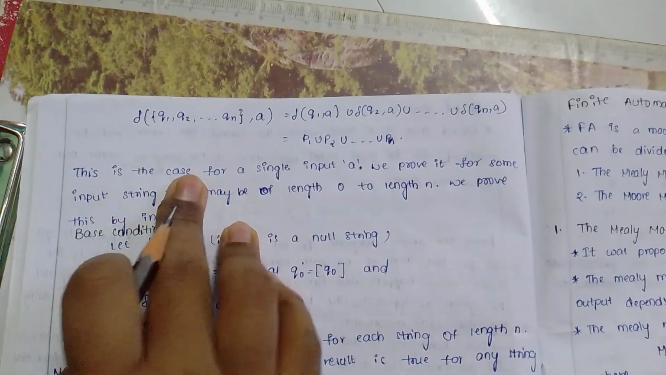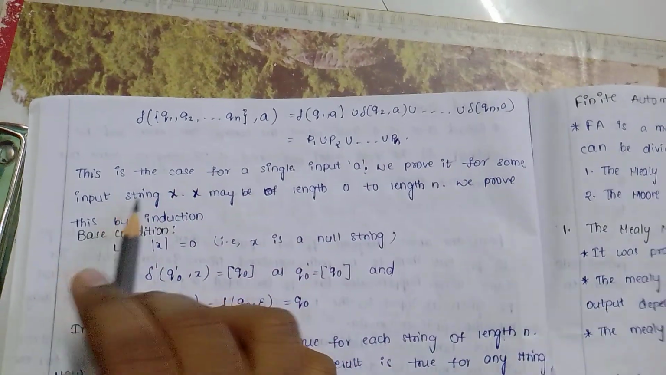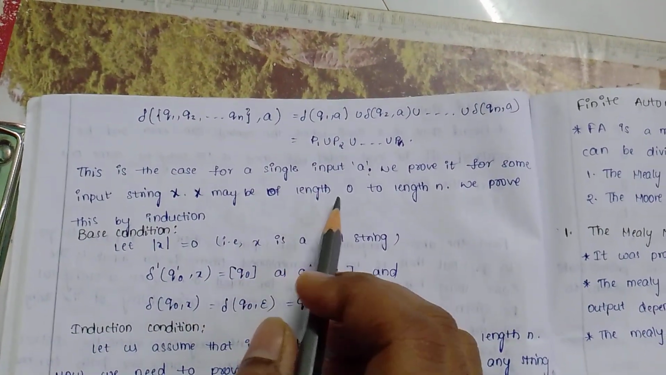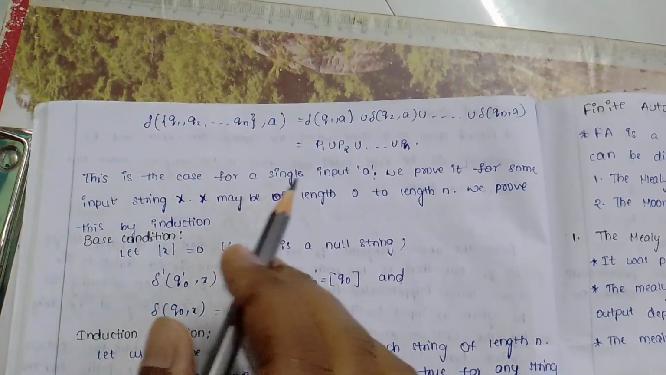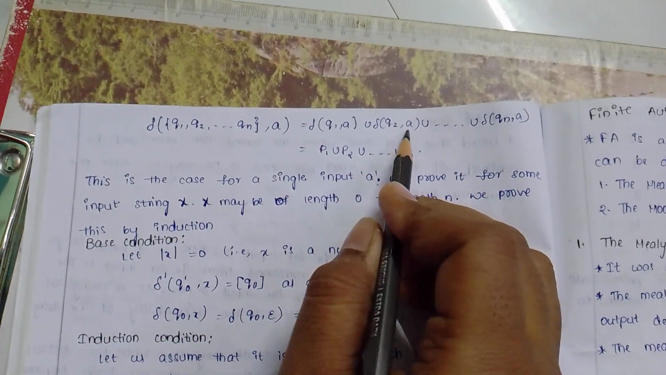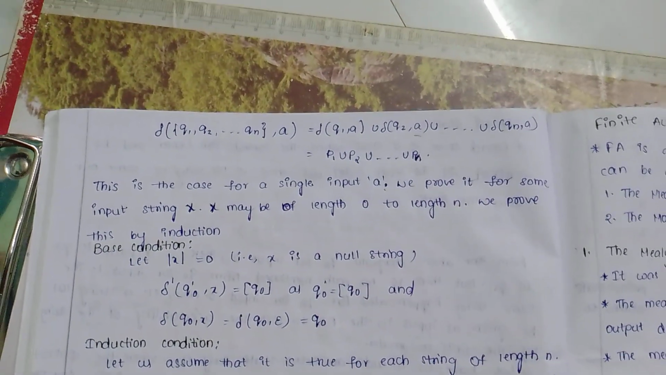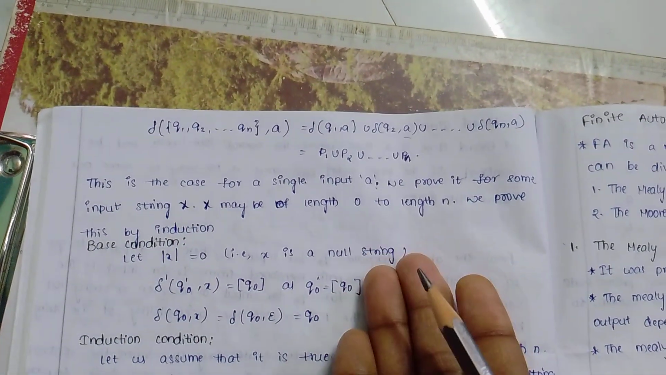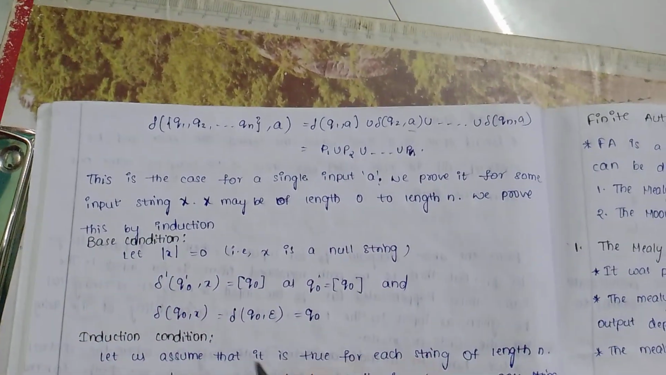So here this is the case for a single input A. We prove it for some input string X, where X may be of length 0 to length n. Here we are taking only a single input A and we prove it for input strings. So we have to prove it for some input string X of length 0 to length n. We prove this by induction.